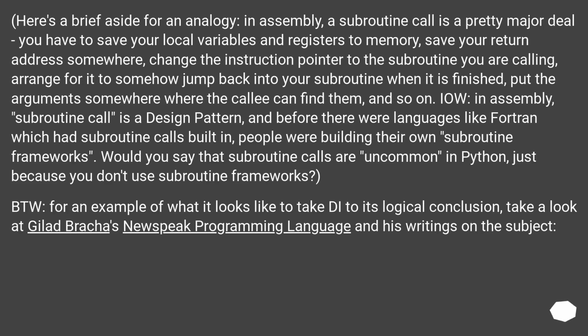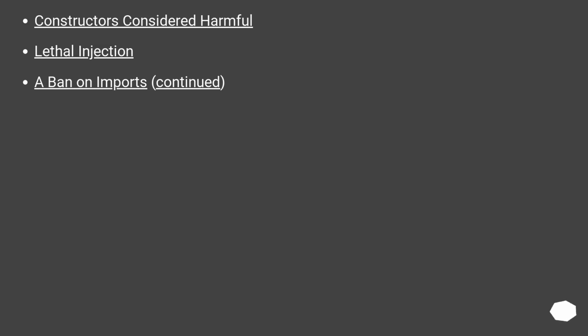In assembly, subroutine call is a design pattern, and before there were languages like Fortran which had subroutine calls built in, people were building their own subroutine frameworks. Would you say that subroutine calls are uncommon in Python, just because you don't use subroutine frameworks? BTW, for an example of what it looks like to take DI to its logical conclusion, take a look at Gilad Bracha's Newspeak programming language and his writings on the subject. Constructors considered harmful, lethal injection, a ban on imports, continued.